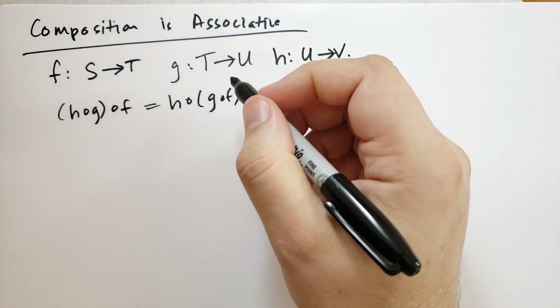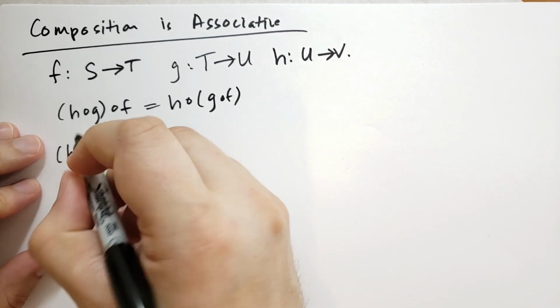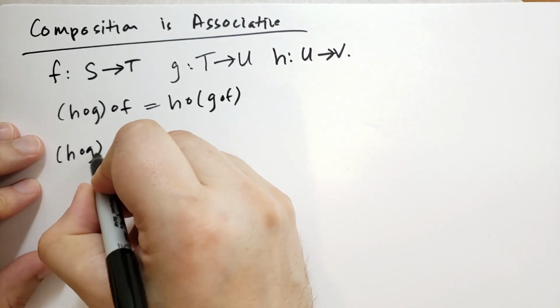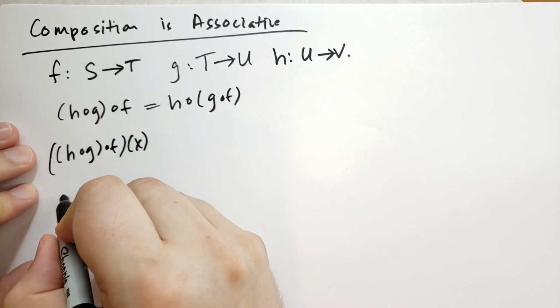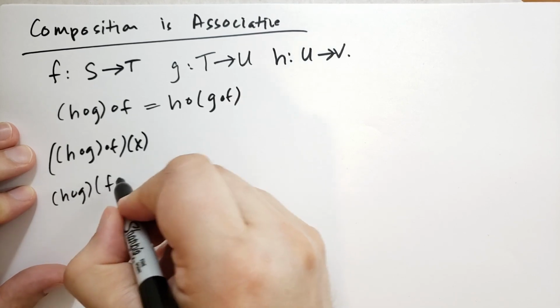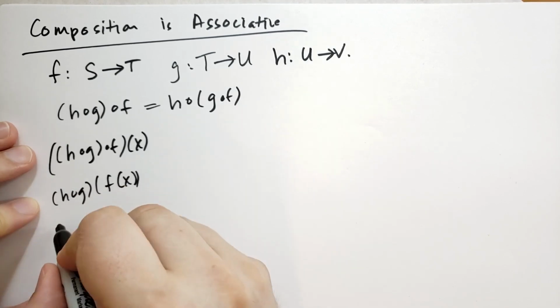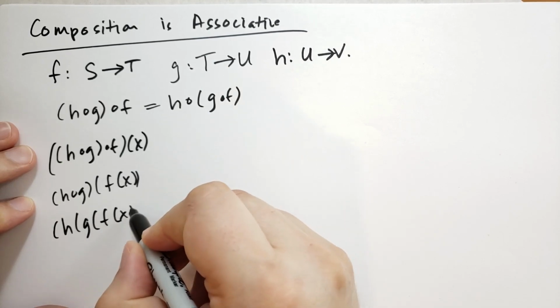Okay? And we can prove this rather easily. This is H of G of F of X, which would be interpreted as H of G applied to F of X, okay, which is the same as H applied to G applied to F applied to X.